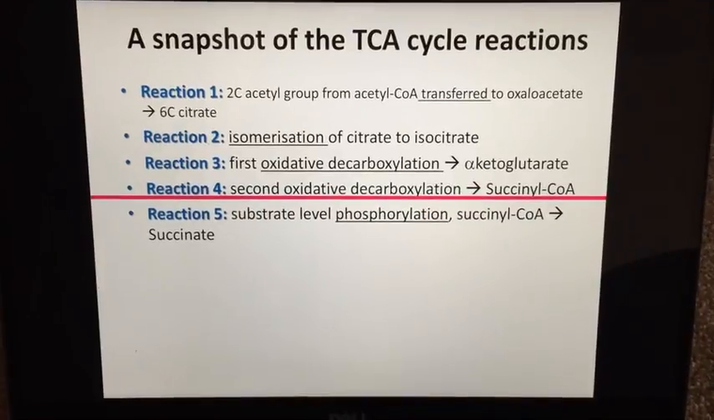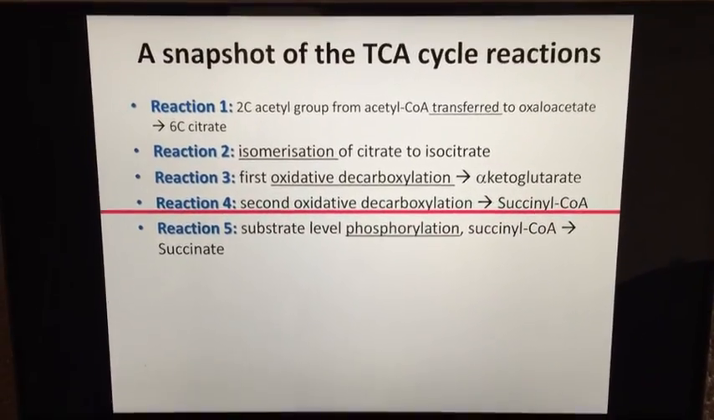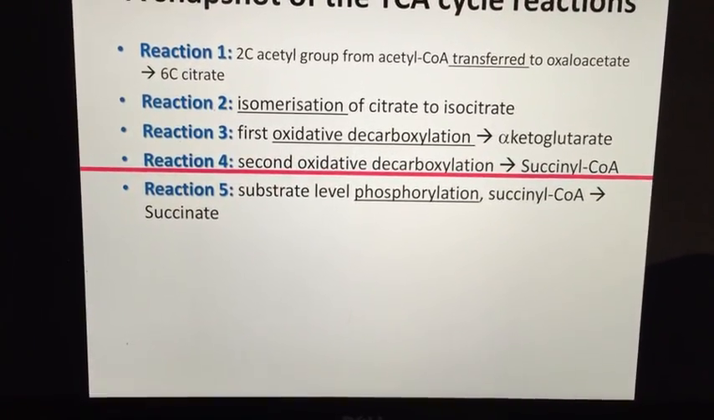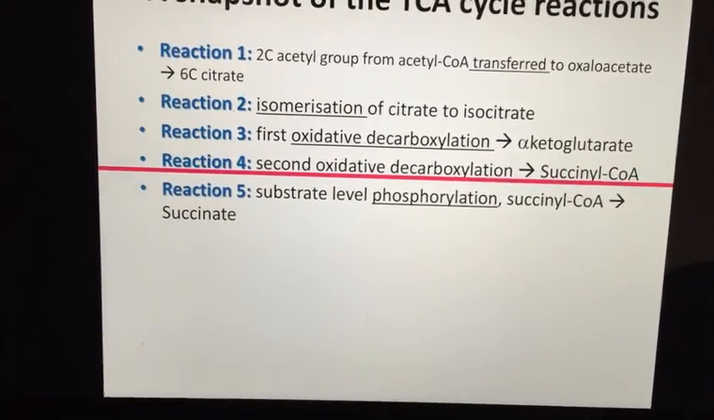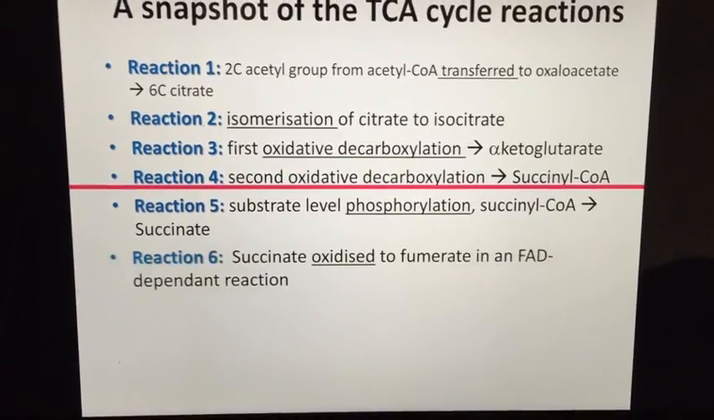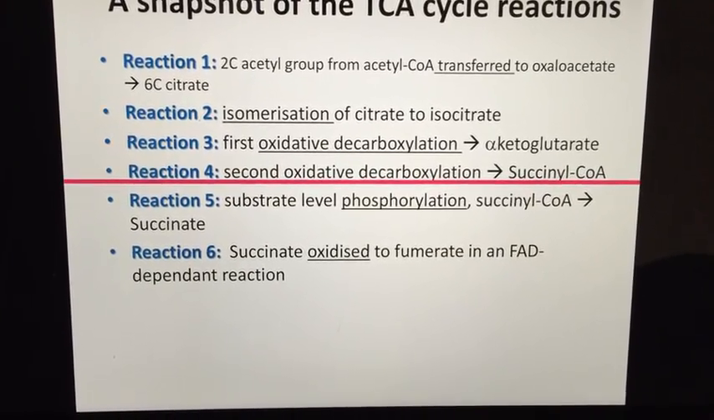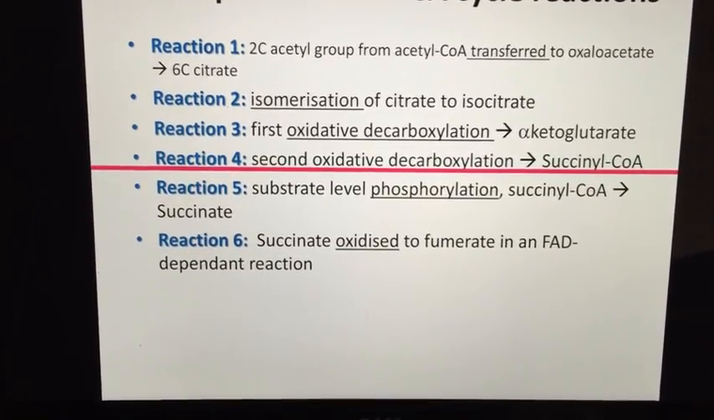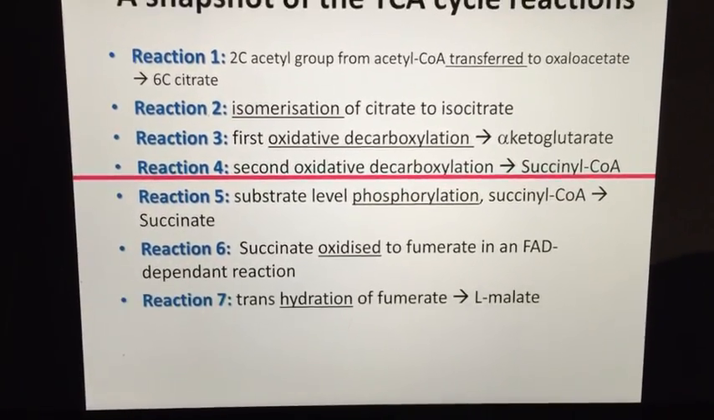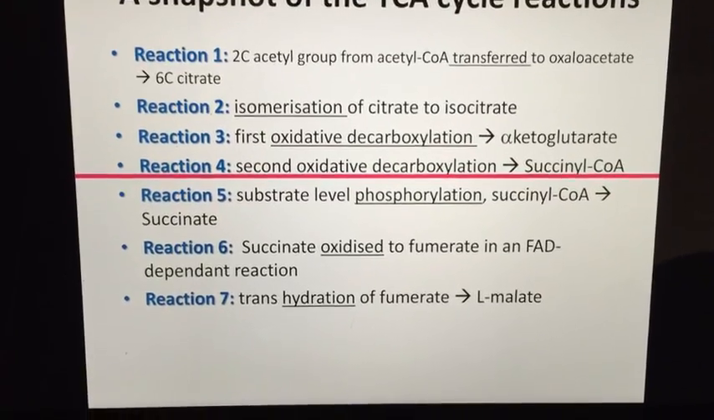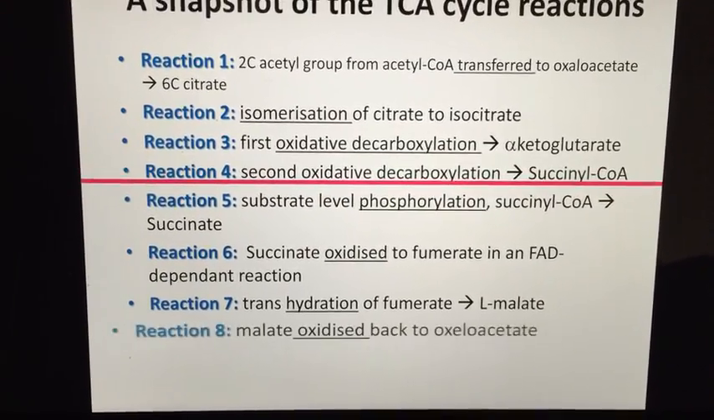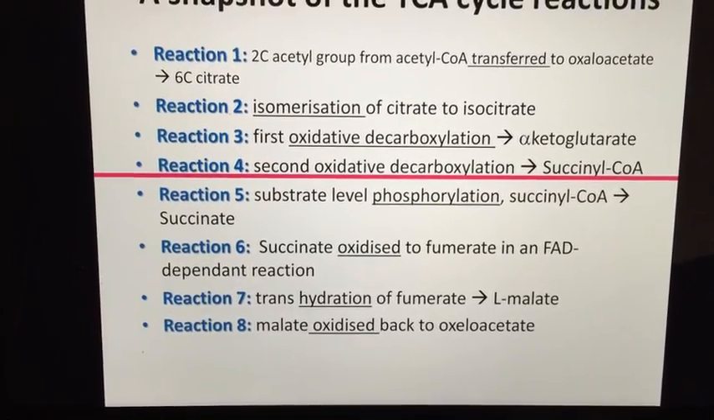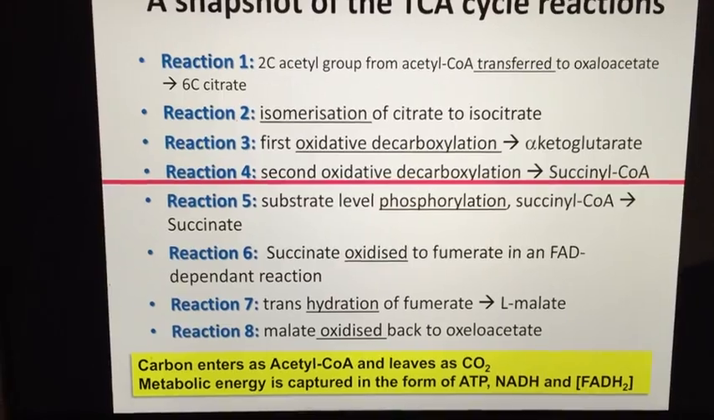Then the remaining reactions of the citric acid cycle are involved in reforming oxaloacetate. The first one is a substrate level phosphorylation to form succinate. Then reaction 6 is an oxidation reaction to form fumarate, and this reaction uses FAD. Reaction 7 is a transhydration reaction to form malate. And then reaction 8 is malate being oxidized back to oxaloacetate.